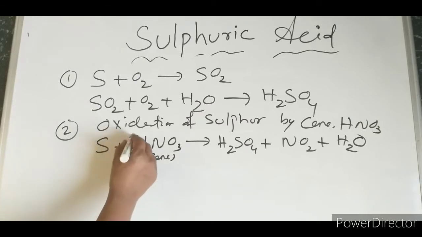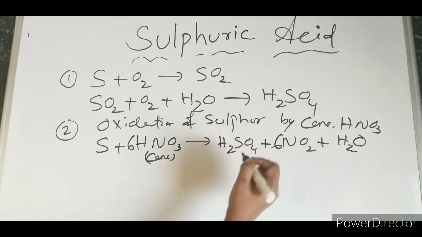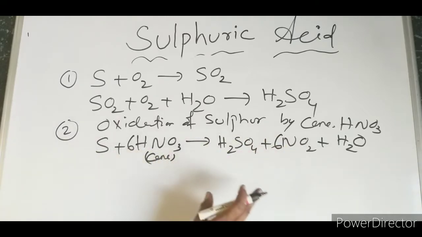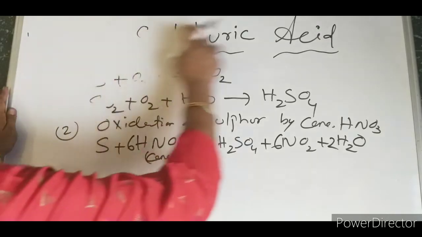So let us balance this one. This one will be 6, this one will be 6. So 18, this one is 12, 14, and this one will be 16. So these two general methods of preparation we will take. More are there, but let us take these two. This is the general method of preparation.